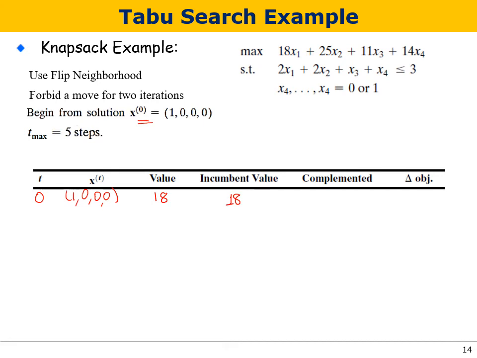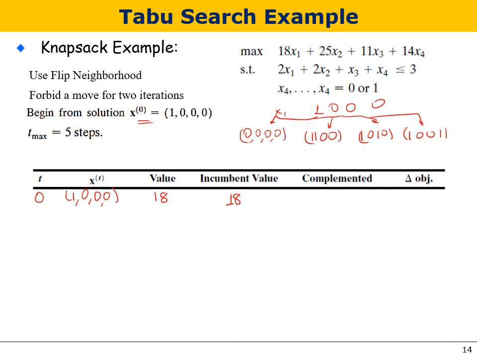Now I need to look at the neighbors of this solution, 1, 0, 0, 0. So what are the neighbors? The first neighbor is flipping the first decision variable x1. It will give me 0, 0, 0, and 0. If I flip the second one, it will be 1, 1, 0, 0. If I flip the third one, it will be 1, 0, 1, 0. And the last one gives me 1, 0, 0, 1. Now I need to select one of them. The taboo list is currently empty, so I need to keep track of the taboo list as well. And since none of them are taboo, I can select the best one of them.